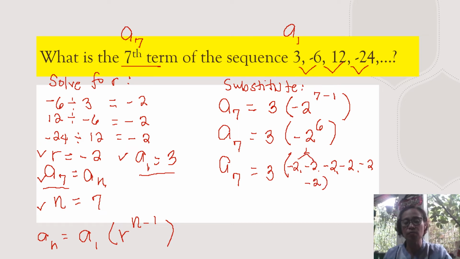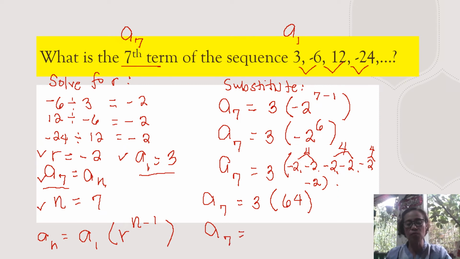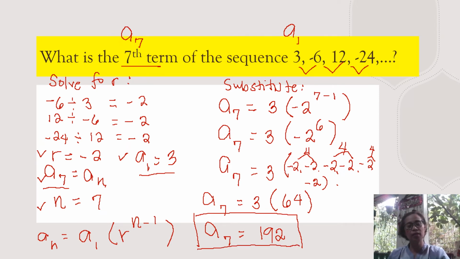So this is positive 4, positive 4, and the last would be positive 4. So 4 times 4 is 16. 16 times 4 is 64. Then 64 times 3. So this is 3 times positive 64. So a sub 7 would be 12, carry 1, 3 times 6 is 18. It is positive 192. So the seventh term of this geometric sequence is positive 192.